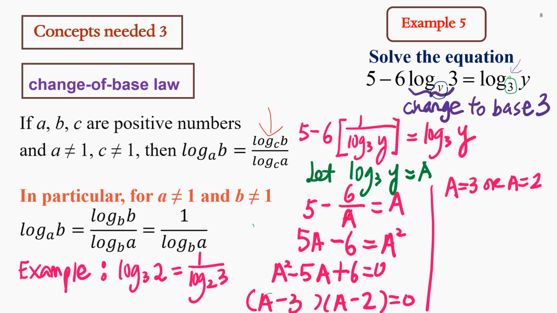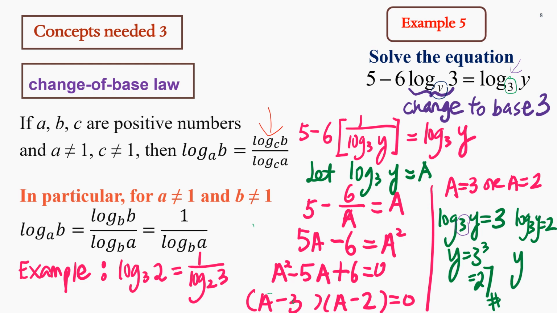Right. But a is a substituted value again. The original value we need to find is y, not a. So again, after you get your logarithmic equation, apply the skill to change it to index form. Start off by looking out for the base, which is base 3 here. So 3 to the power of 3 equals y. That will be 27 for the first value of y. Second value will be 9. Okay, so this is how you solve questions involving change of base.